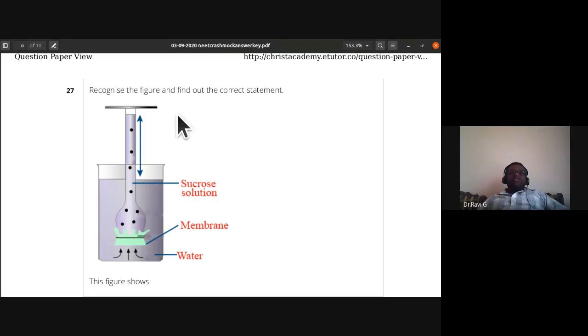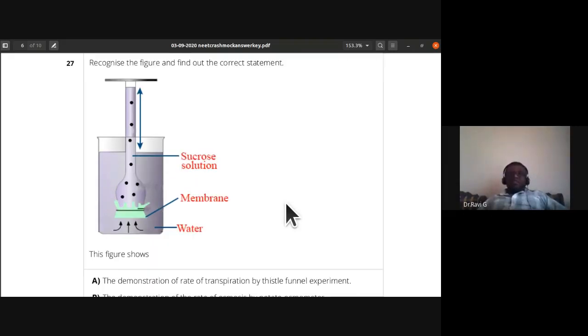27th, recognize the figure and find out the correct statement. So this is a thistle funnel experiment, isn't it? Sucrose solution, initial level and final level, there is an increase. And this is the semi-permeable membrane, water. So the figure shows, and find out the correct statement.